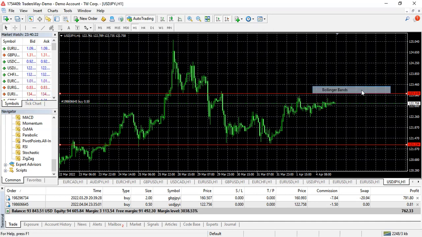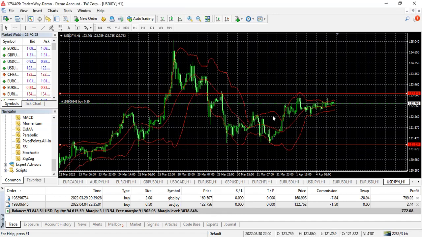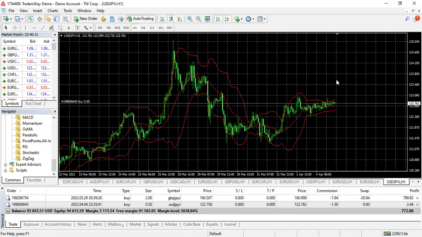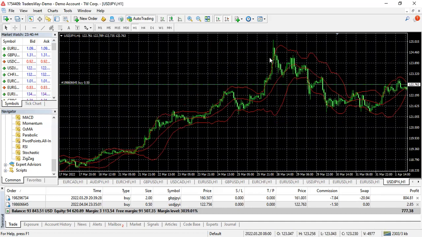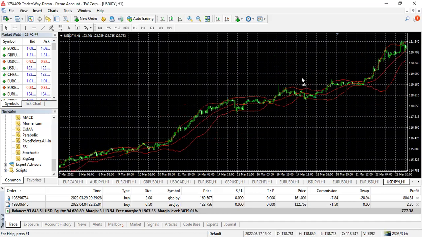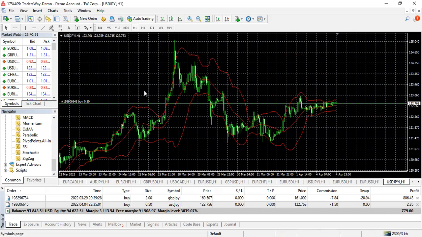So let us try Bollinger Bands. You can see the Bollinger Bands. Good. So using Bollinger Bands to identify a position where we can set our stop loss, you are just going to set your stop loss below or above the band. Something like this.